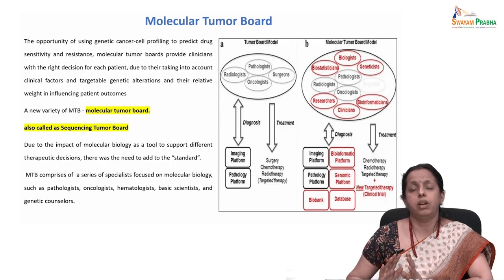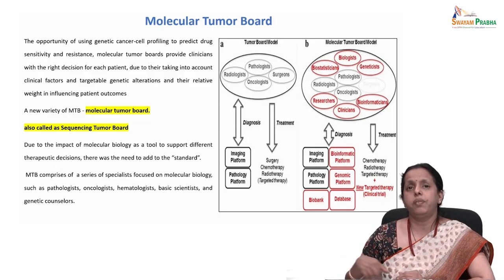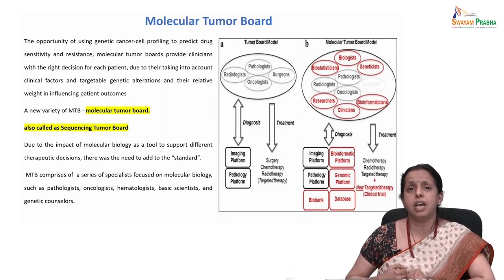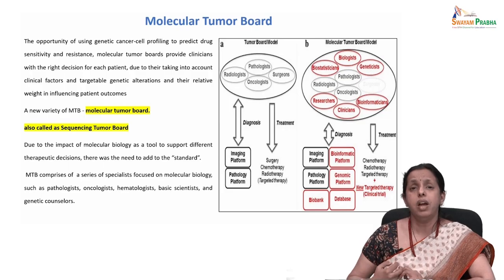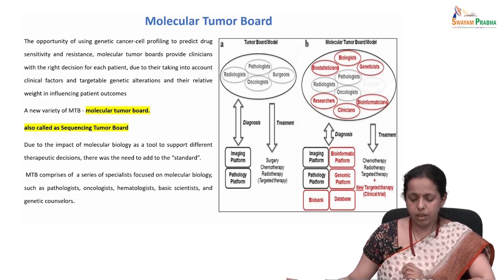But whereas a molecular tumor board, just this advancement, the whole thing has taken a drift with the evolution of NGS, next generation sequencing, where you are getting so much information about the tumor. It is also very much a challenge for the clinicians to take the right decision to give the right treatment. You have the diagnosis, you have a bioinformatic platform, you have a genomic platform, and then you have the database.